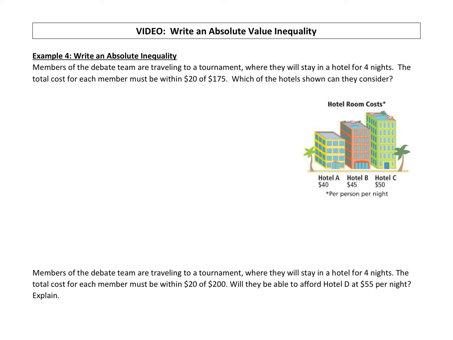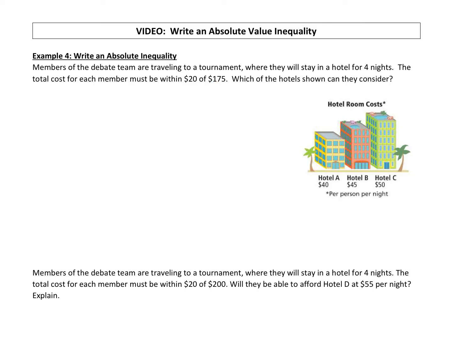So what we're seeing with the hotel room costs is what it costs per person, but per night. And we are staying for 4 nights, but we're going to go ahead and use the information up here, get an answer, and compare it to these hotels to see which ones are possibilities for what the debate team can spend on this. So the total cost for each member must be within $20 of $175.